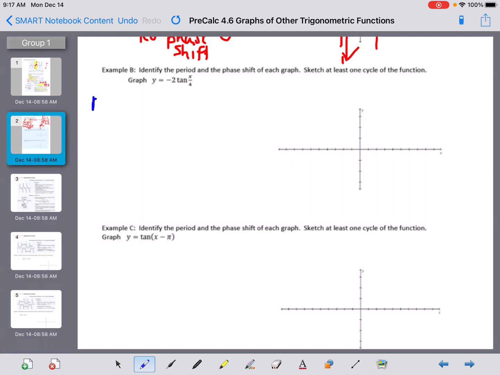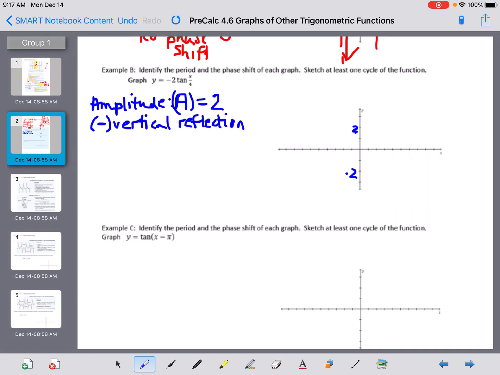Okay, so a couple of things here. My amplitude. Well, my amplitude does not include a sign ever. It's always an absolute value, and it's going to be my A, right, which is 2. So that means I know I'm going to go as high as positive 2 and as low as negative 2 as far as significant points, right? Okay, just a quick note that negative, all that's going to do is give me a vertical reflection, okay? And we'll come back to that as we graph, but just know that I do see that negative, but it is not part of the amplitude, it's part of a reflection.